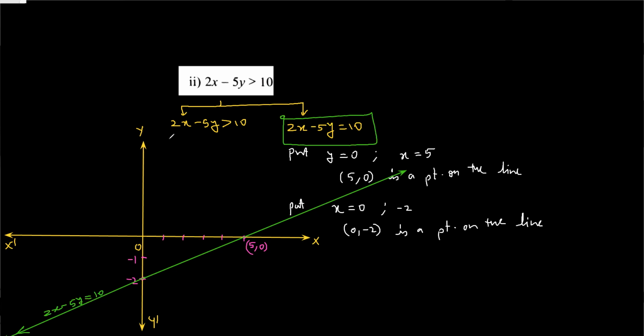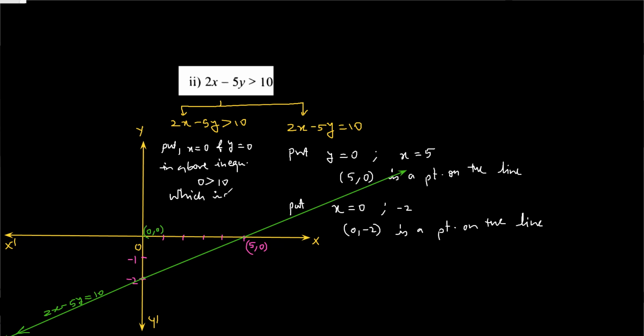Now we have to go for one of the half planes. What's the idea? The idea is very simple. I will take one point from one of the half planes. So I go for the origin, which is 0, 0. Is 0, 0 going to satisfy this? Check. Put x 0 and y 0 in the above equation. Is it going to satisfy? Definitely not. 2 into 0 is 0, minus 0 is 0, 0 greater than 10, which is false.